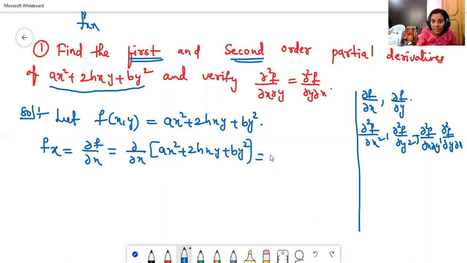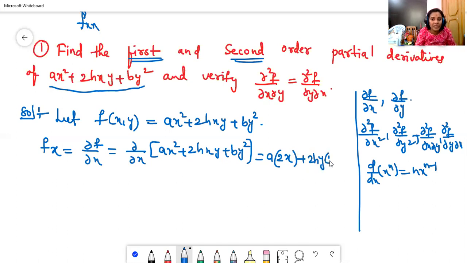a is a constant, and we need the derivative of x square. We know that d by dx of x power n is n into x power n minus 1. So here we write 2 into x power 2 minus 1, that is 2x. Plus, here 2hy is a constant, the differentiation of x is 1, and the y component is a constant, and the differentiation of a constant is 0. So f suffix x equals 2ax plus 2hy.